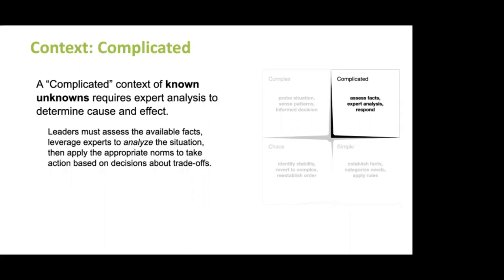There's the complicated context in Cynefin that Snowden described, where you have known unknowns. And this is where you really require some expert analysis to be able to determine cause and effect. And so leaders must be able to assess the available facts, but then rely on experts to come in and analyze the situation, and then take decisions based on trade-offs.